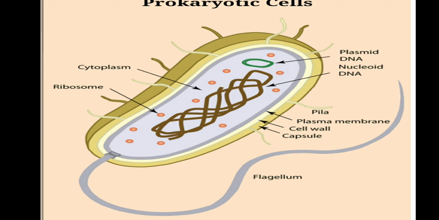The jelly substance present is known as cytoplasm. Ribosome is the cell organelle which does not have any membrane, and ribosomes are the protein factory of the cell. They synthesize protein. The brown color structure is the nucleoid. Now the nucleus of a prokaryotic cell is known as nucleoid. The nucleus of a prokaryotic cell, dear, is called the nucleoid.